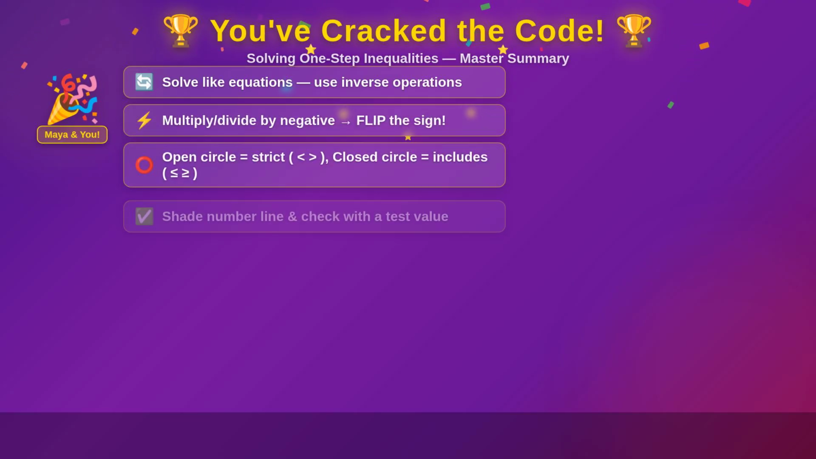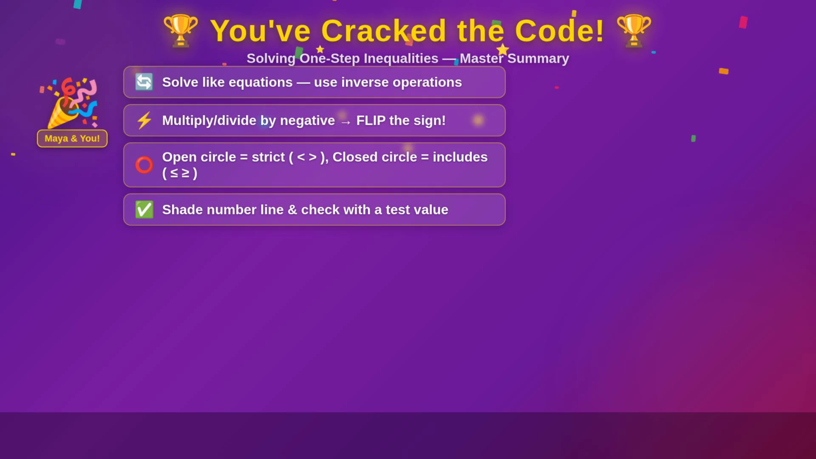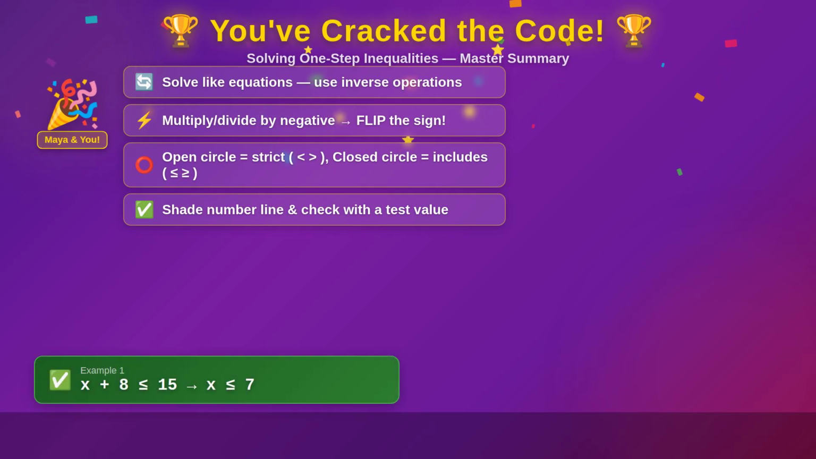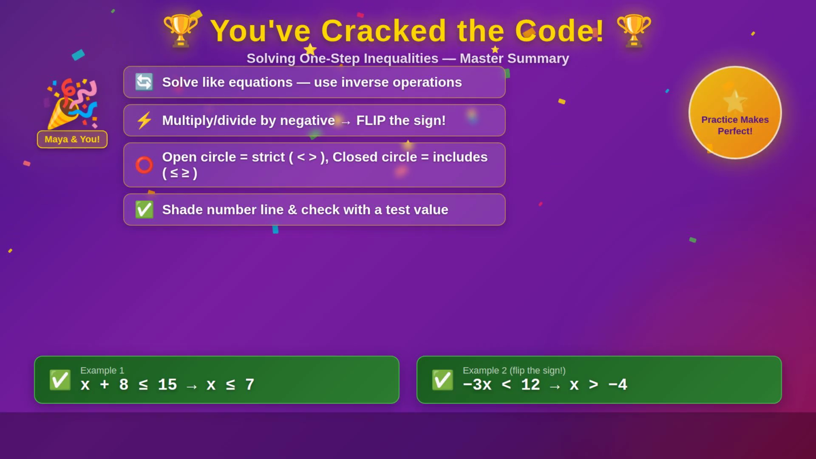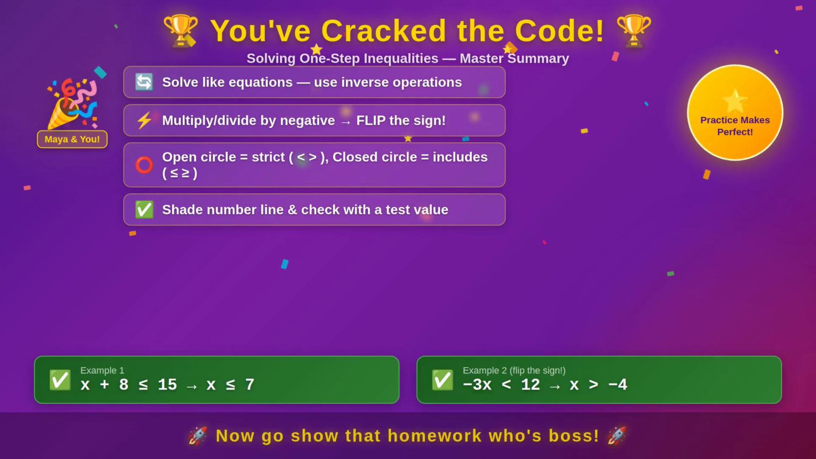Remember when Maya was staring at her worksheet like it was written in Alien? Look at her now. She just solved 5 inequalities in a row without breaking a sweat. And you know what? So did you.